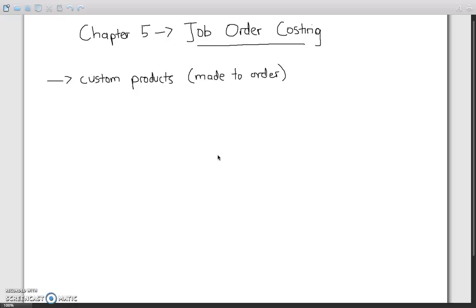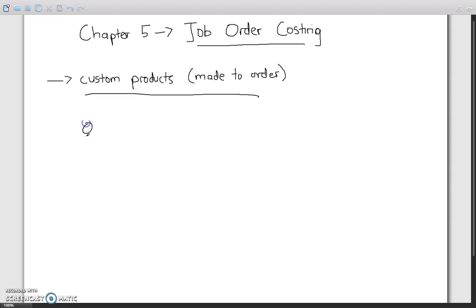Alright, so in this chapter there's not really a lot of explaining to do, and we're really going to skip to a question right away. So what is job order costing? It's when you're accounting for all the costs that go into custom products that are made to order. One very important thing to remember is that job order costing is for different products that people order.